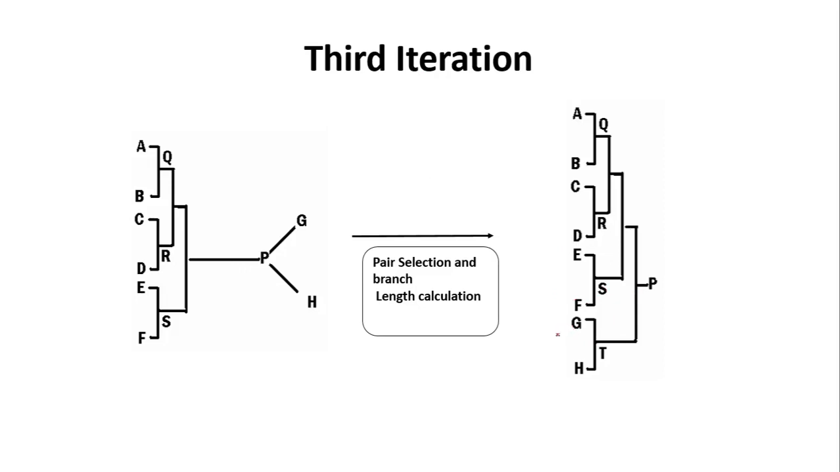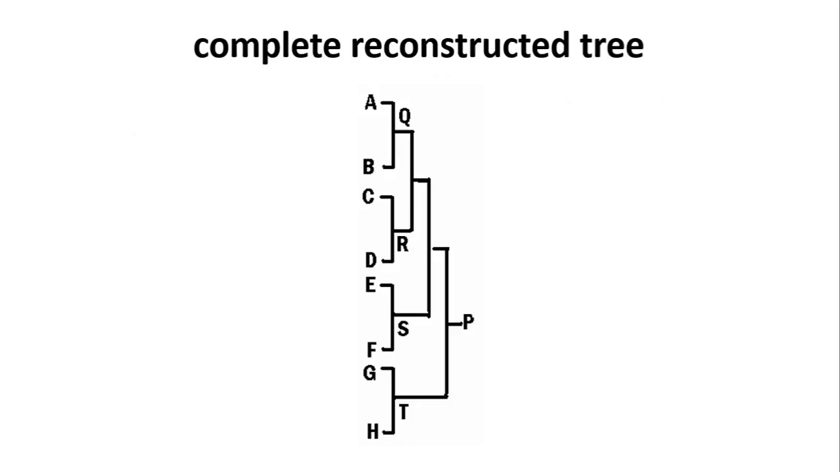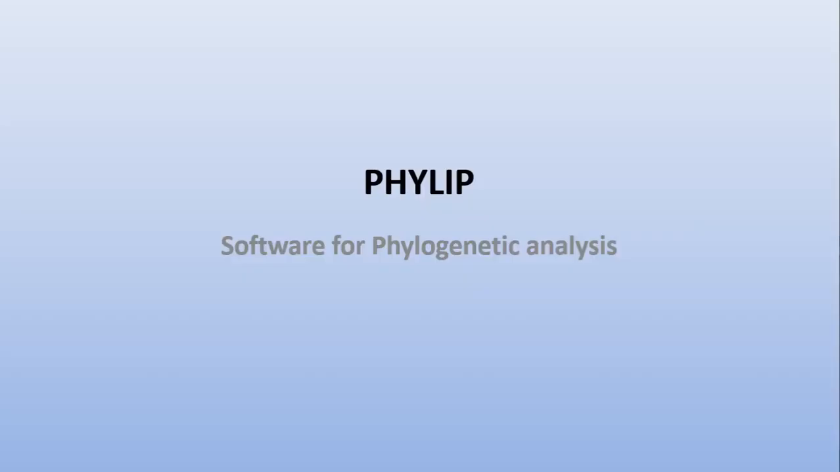So this is how your clustering algorithm works. The clustering algorithm uses data from your multiple sequence alignment and eventually the data from the distance matrix. So in this way you generate the complete reconstructed phylogenetic tree. I hope you understand how this neighbor joining algorithm works.